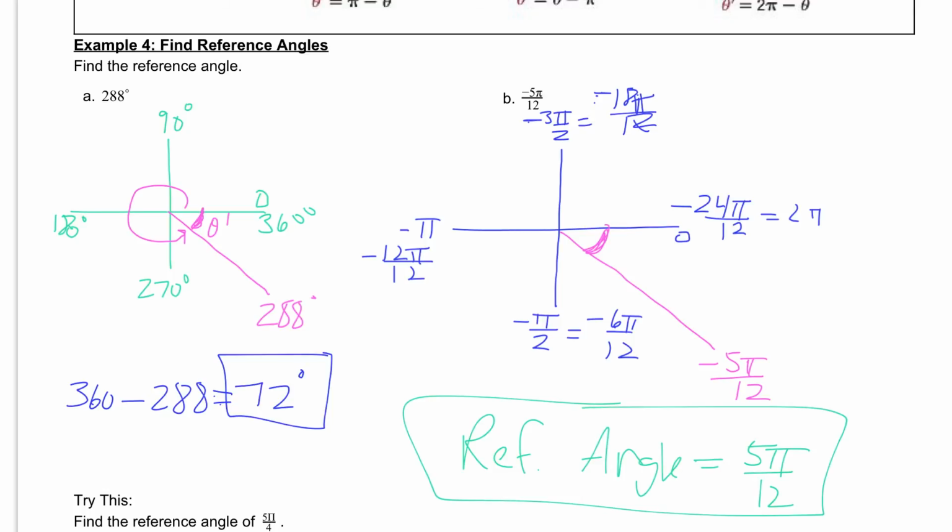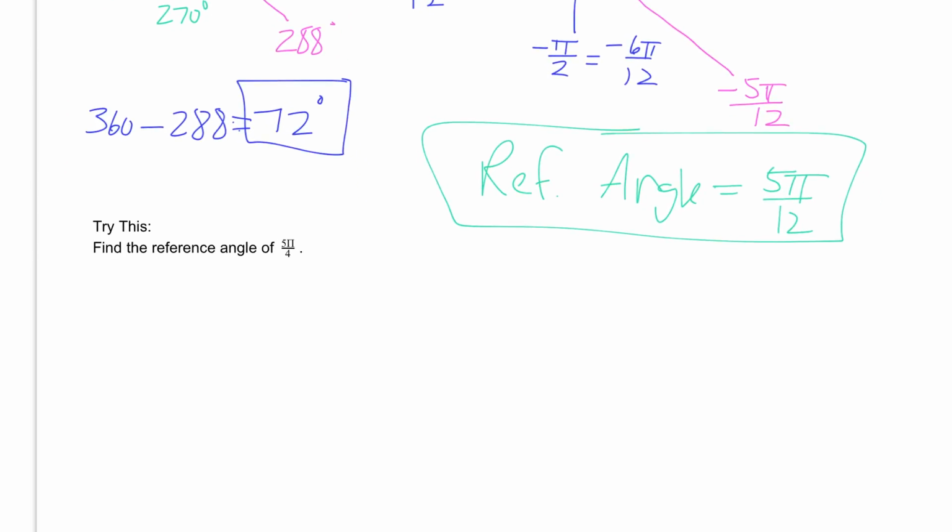Next, I would like you to do one on your own. So another reference angle in terms of radians. So go ahead, pause the video. Try it out. If you did try this correctly, you should have gotten the reference angle to be pi over 4. If you have any questions or need help with this one, please let me know.